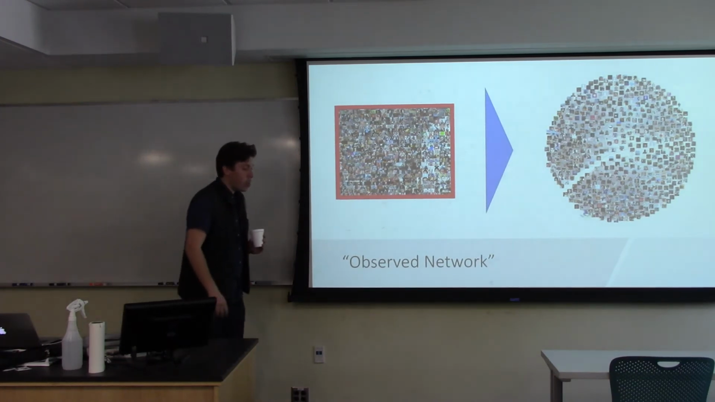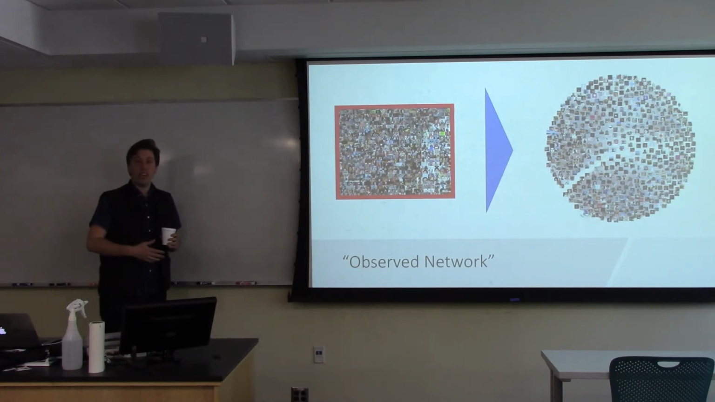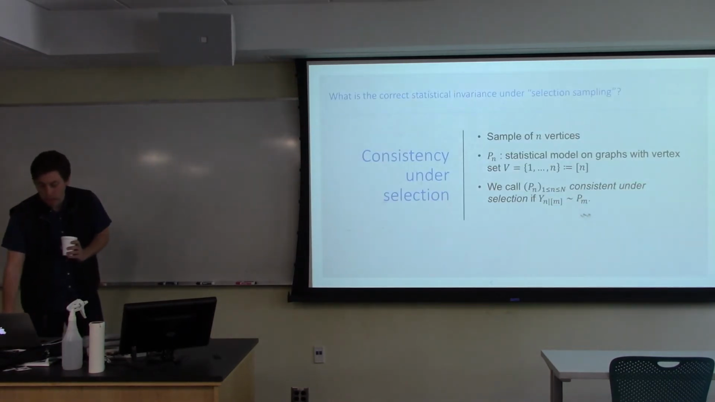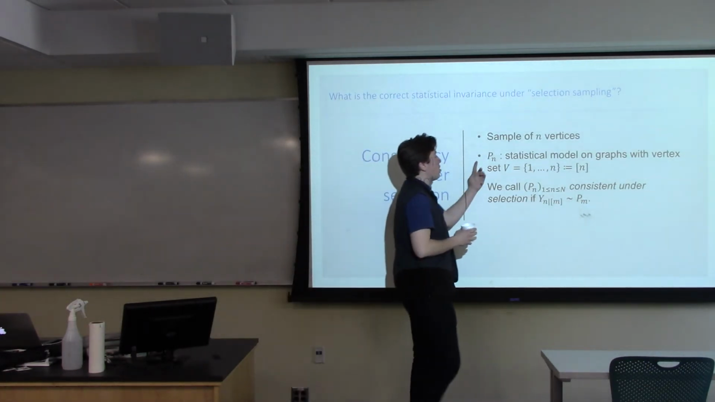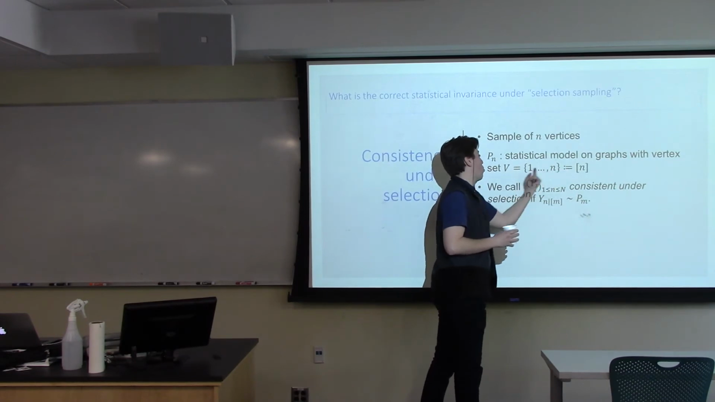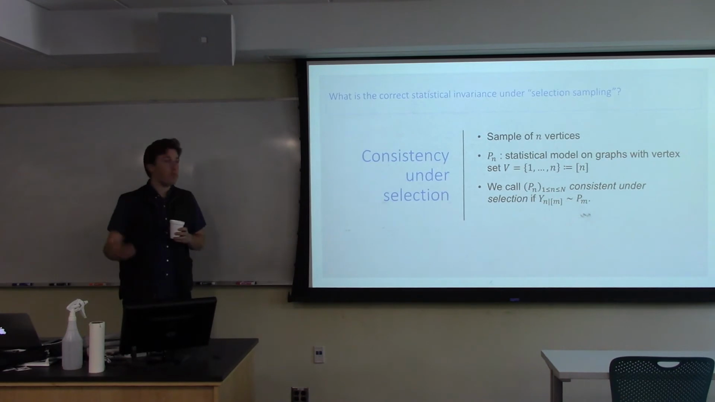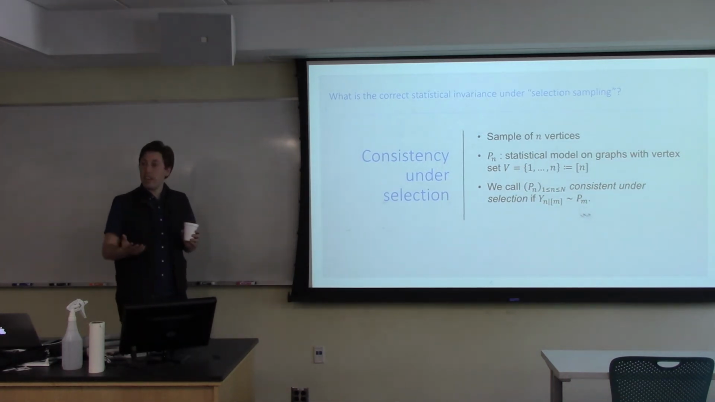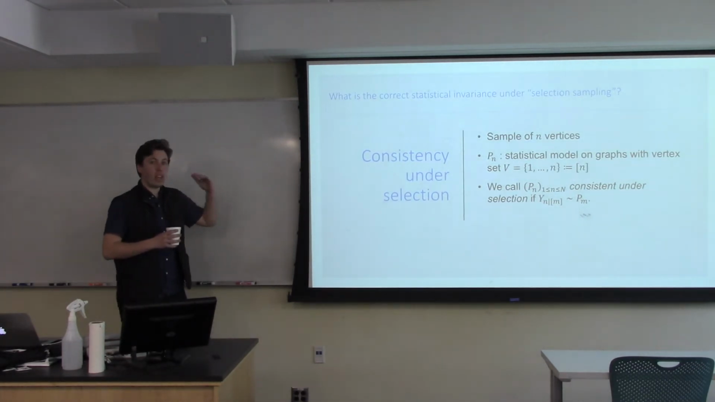In this case, the statistical units that you're thinking of are the vertices. You're sampling vertices, so it's a very vertex-centric mindset, which is fine. So you sample n vertices. For every n, you have a statistical model on graphs with vertex set V, which is just 1 through n. And so you have n choose 2 possible edges you can put in. And so P_n is a statistical model, a family of distributions on graphs of size n. And the thing that we've said already is that we're sampling by sampling vertices.